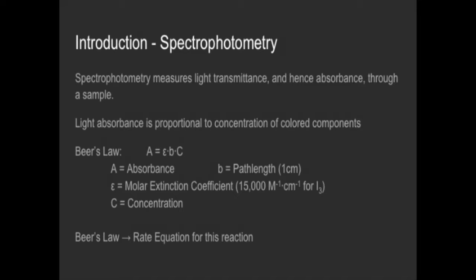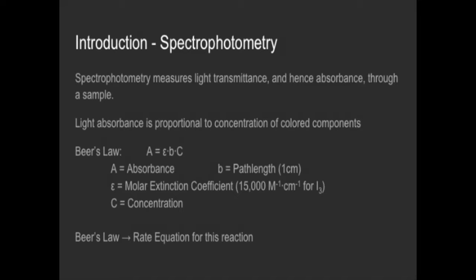Spectrophotometry measures the light transmittance or absorbance through a sample. So the absorbance of light through a sample is proportional to the concentration of any components that may absorb light. So if there are more components that absorb light, if it's harder to see through, then obviously less light will make it through the sample.